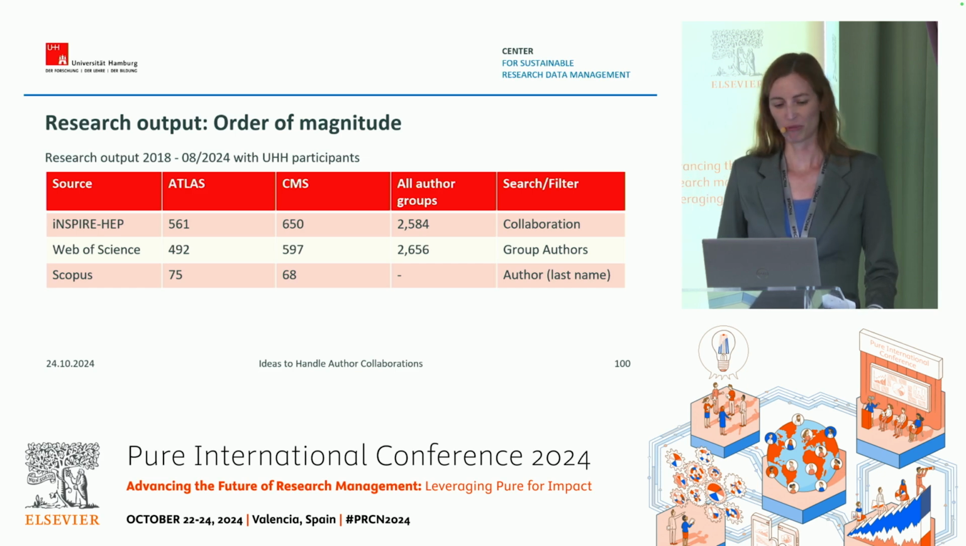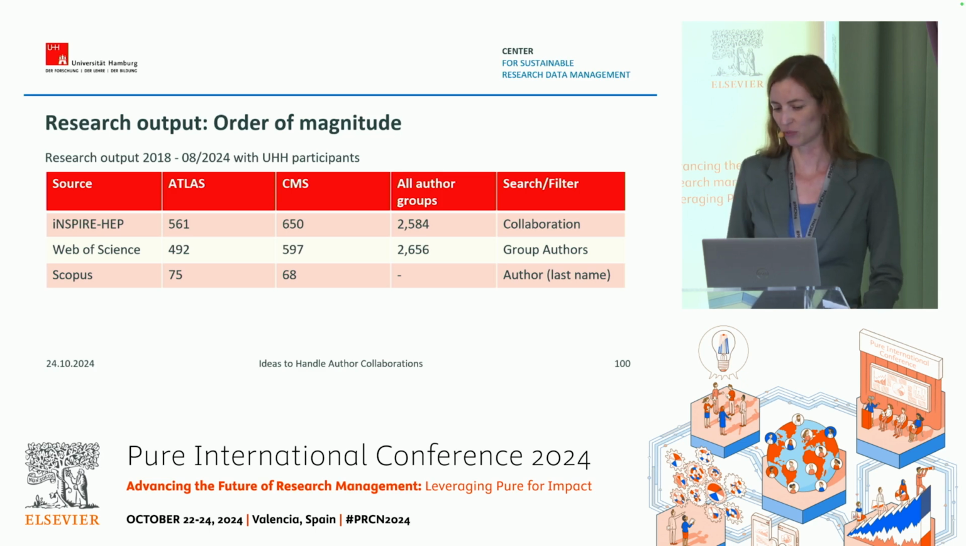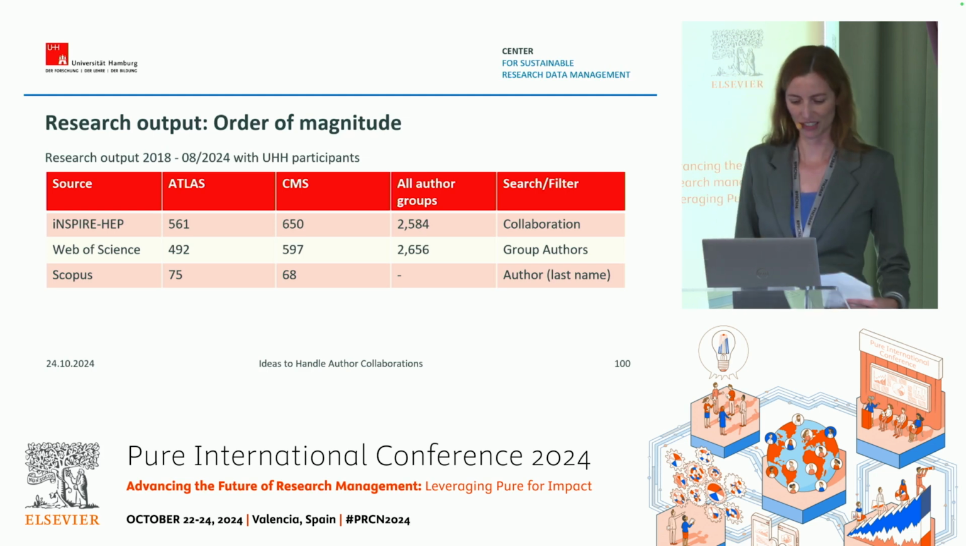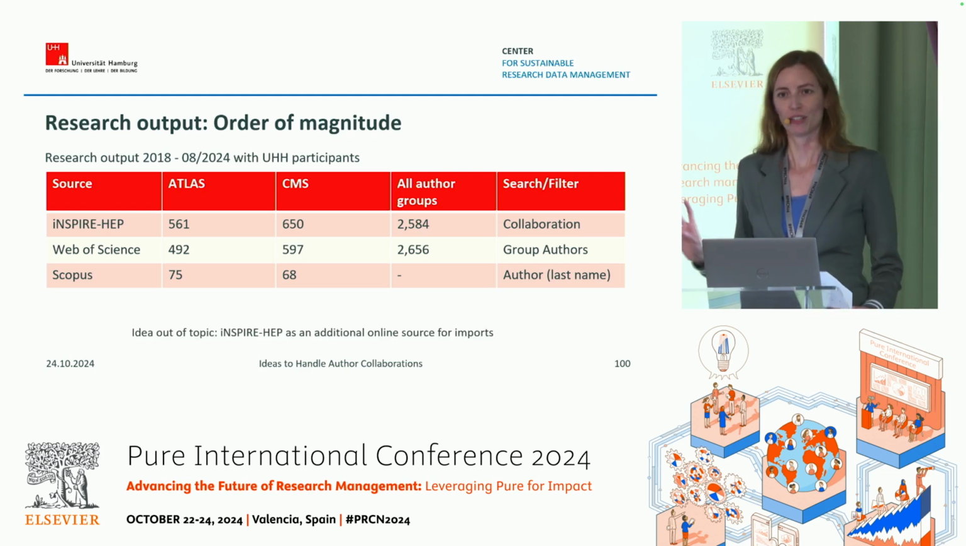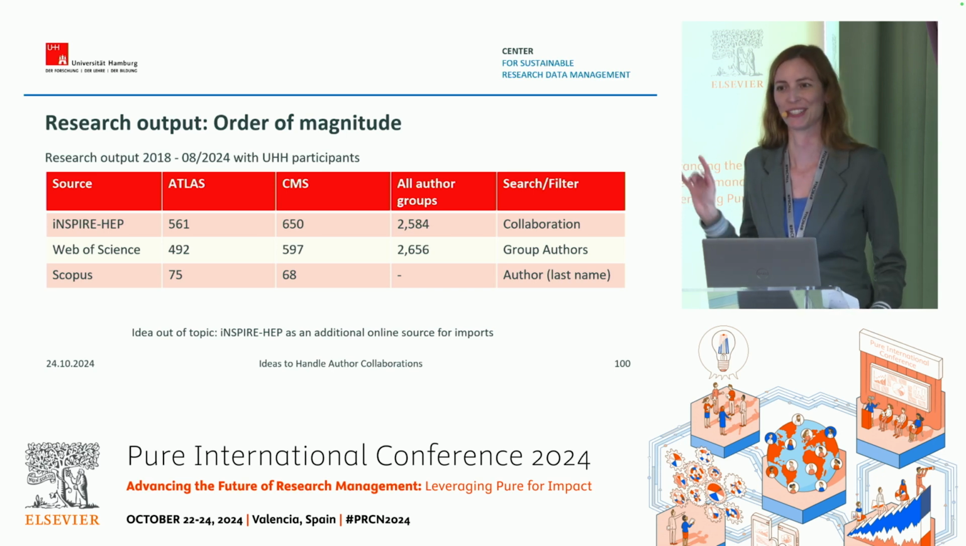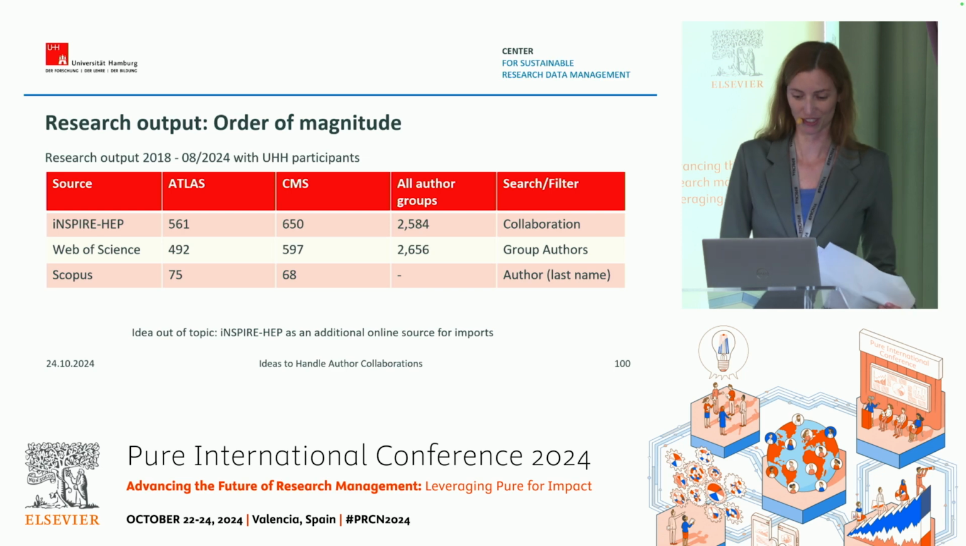So we checked what the reason is for such a different output. We found out that InspireHub and Web of Science have filtering for collaboration. In InspireHub it's called collaboration, in Web of Science it's group authors. In Scopus, you can't really filter for author collaborations. All you can do is search within the author search for the last name, type in Atlas, and then you get a few publications where the author collaboration is in there. An idea completely off topic, but it would be nice if we could have InspireHub as an additional online source. I think a lot of our researchers in physics would appreciate that.